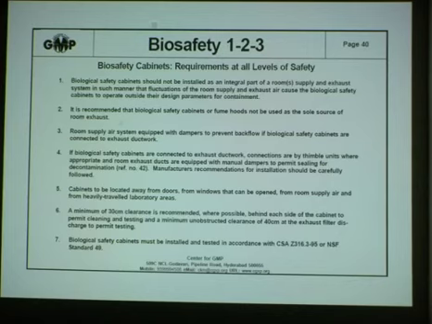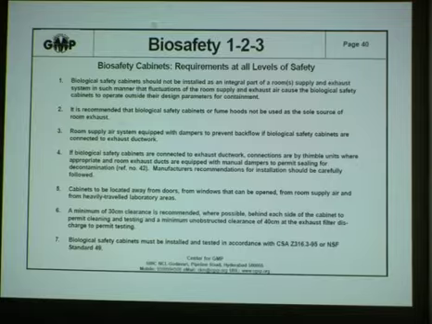Here's a summary of the requirements at all levels of safety for biosafety cabinets. Biological safety cabinets should not be installed as an integral part of a room supply and exhaust system in such a manner that fluctuations of the room supply and exhaust air cause the biological safety cabinets to operate outside their design parameters for containment.